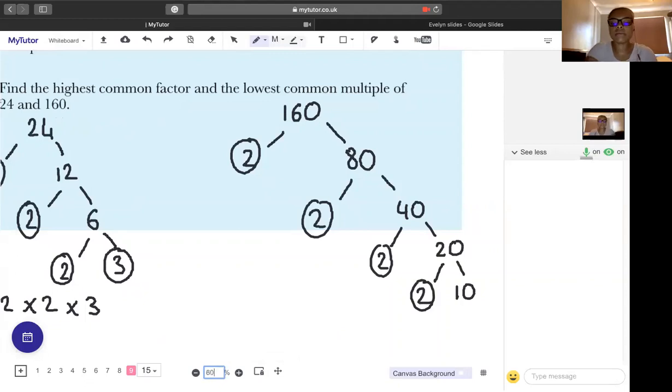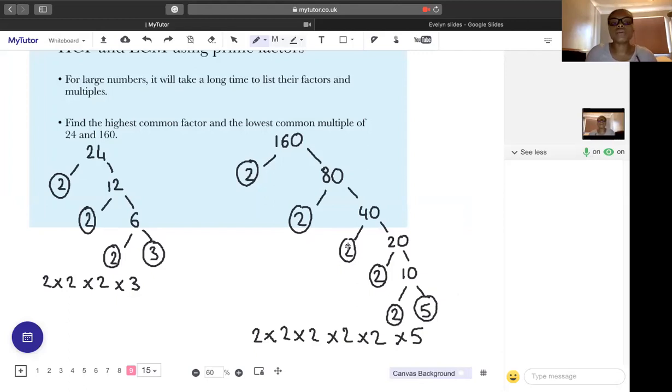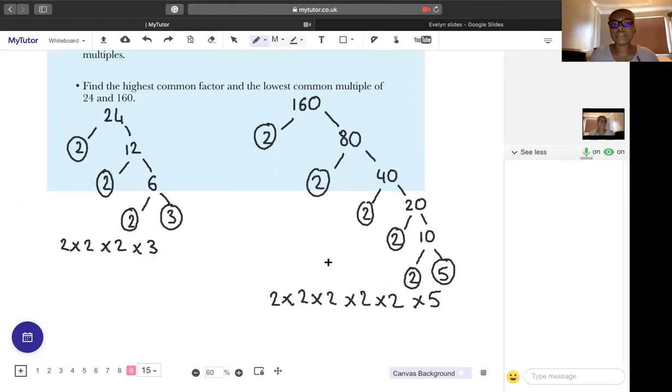Let me zoom out a little bit. And 2 times 5 gives us 10. And 5 is also a prime number, so we can't split that any further, and we have to circle it. So 160, written as a product of its primes, would be 2 times 2, so we've got 5 2s here, and then we times it by 5 at the end. So we've done the first part of this question. We've written both of our numbers as products of their primes. Now we need to use this to work out the highest common factor and the lowest common multiple.